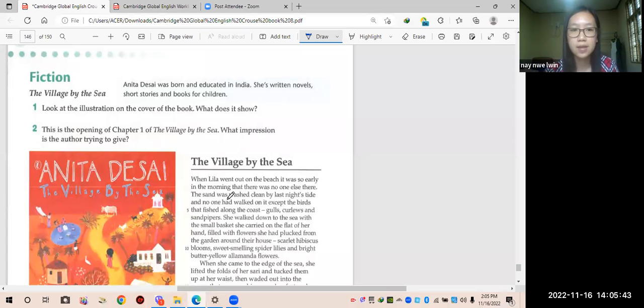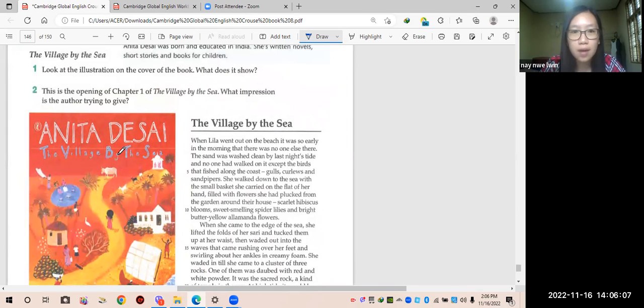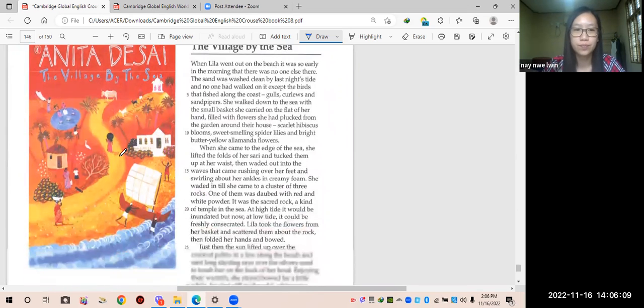Okay, so Antonia Daisy was born and educated in India, and she has written novels, short stories, and books for children. So number one, look at the illustration on the cover of the book. What does it show? You can't see it quite clearly in your textbook because it is black and white and quite blurry, right? So how do you understand that cover?